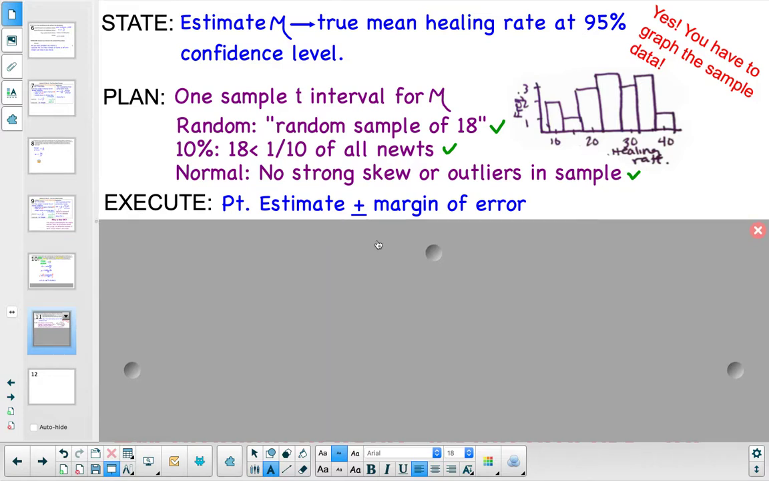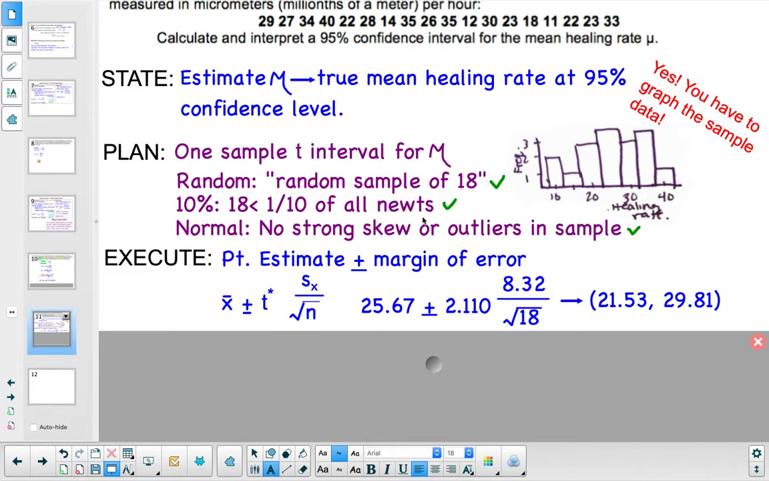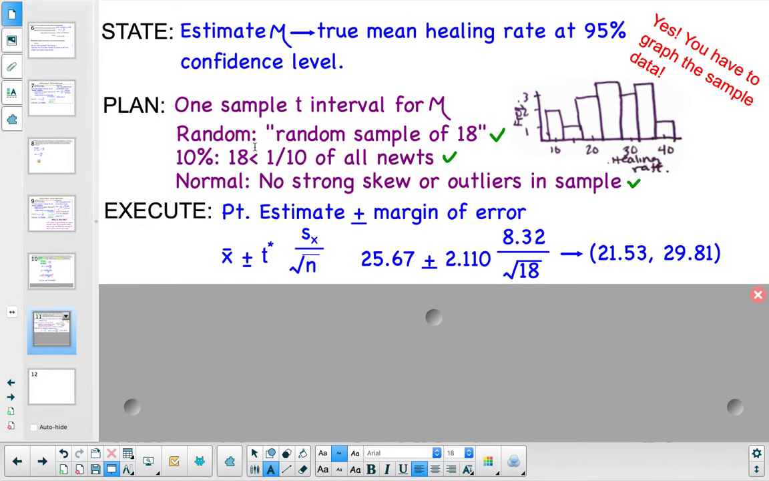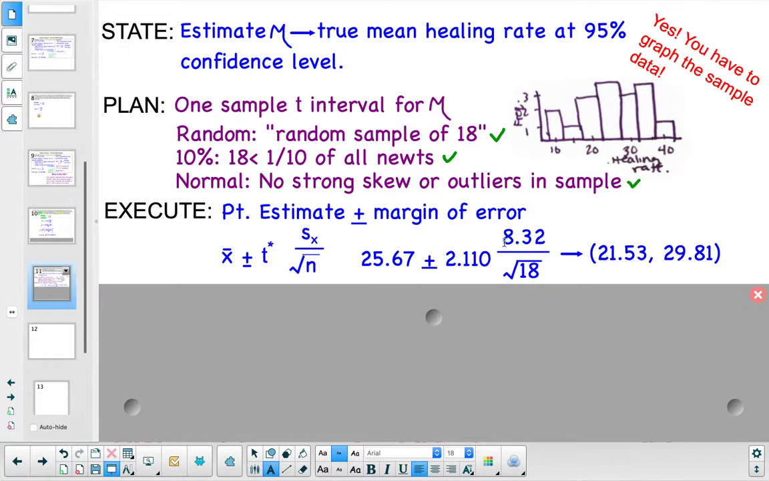All right, so let's execute. Let's actually calculate our confidence interval. So put it in general. It's a point estimate plus or minus a margin of error. Let's put the specific formula: our sample mean, x bar, plus or minus a t critical value times the standard error, S sub x, our sample standard deviation divided by the square root of n. And plug those values in. Okay, so this t critical value, 2.110. Since the sample is 18, the degrees of freedom is 17, with a confidence of 95%.